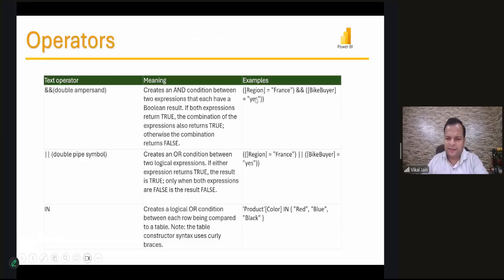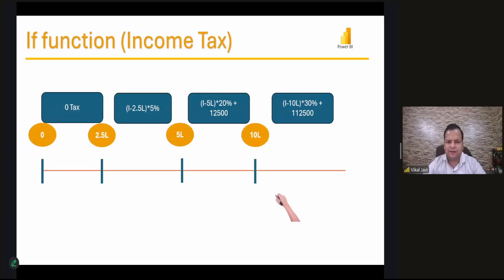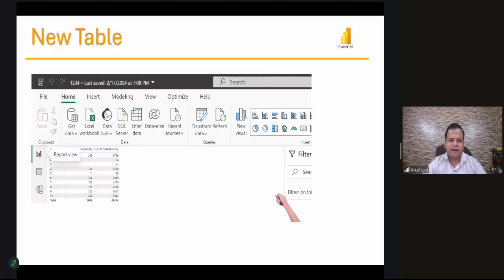Now you will see, let's say the region is France and bike buyers is yes, then only we can use the AND, and you will see here we have the and symbol, and for the or symbol I'm using a double exclamation mark. And if the product color is red, blue or black, then I'm using IN. These are operators which are not in your Excel file; they are available here in Power BI. Again, you can practice this IF function or income tax example. I have already talked about this measure part, and I'm not going to talk about it in detail because of the time constraint.